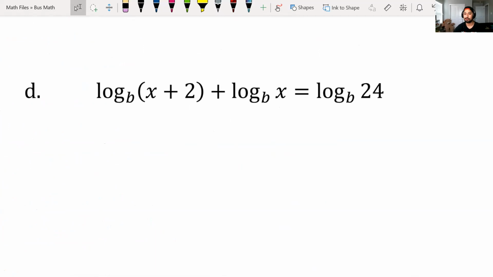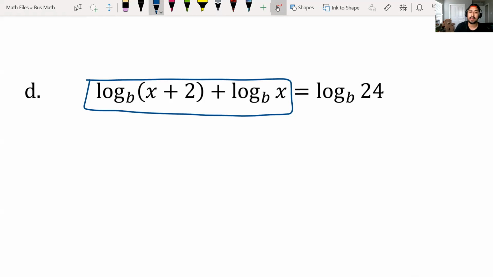Okay. So, log base b of x plus 2 plus log base b of x equal to log base b of 24. Our job is to solve for x, but in order to solve for x, I need to simplify the left side. This means that I need to combine it into one single log. So we are going to use one of the new rules we learned above. We are going to use the product rule, but work it backwards.